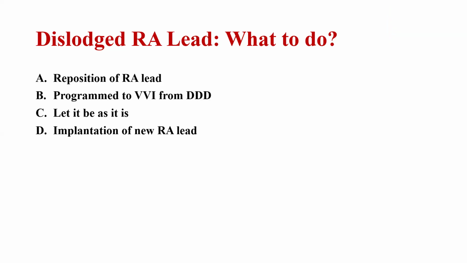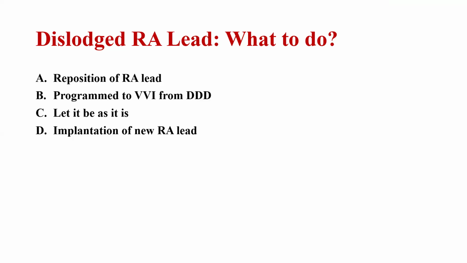I think we might skip the poll, particularly for this case. So, the repositioning of the RA lead: what was the indication for putting in the dual chamber pacemaker? Sir, degenerative complete heart block. Complete heart block. Okay.